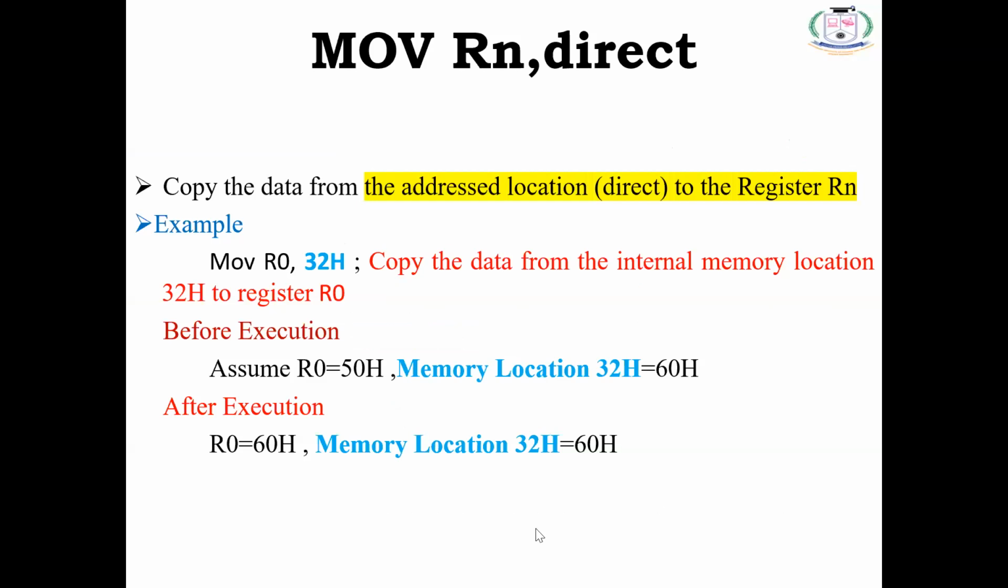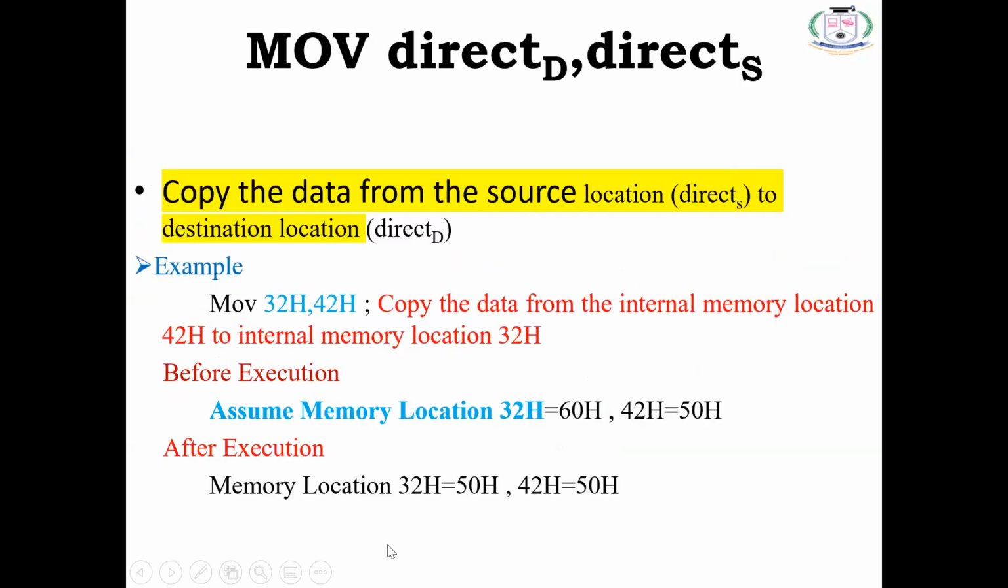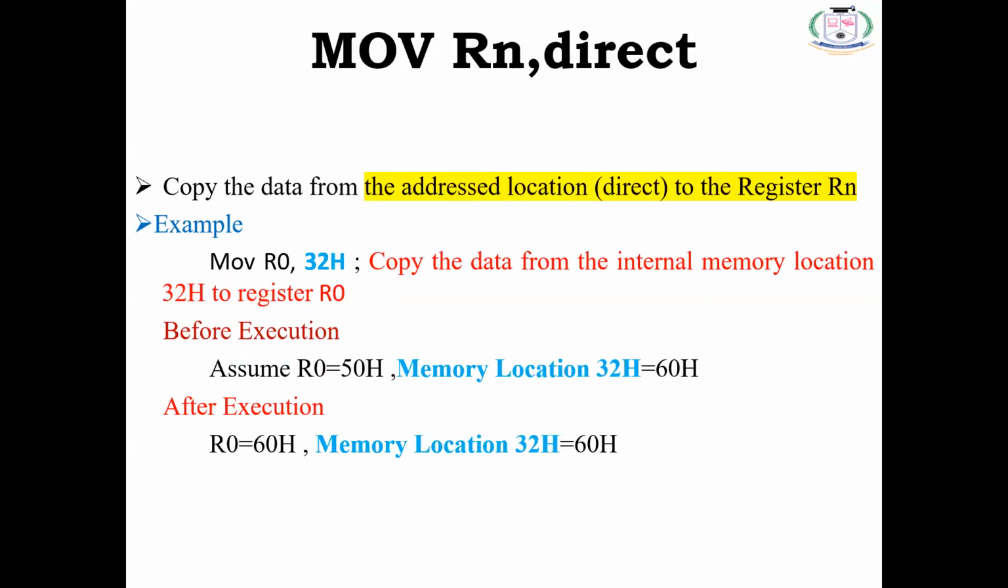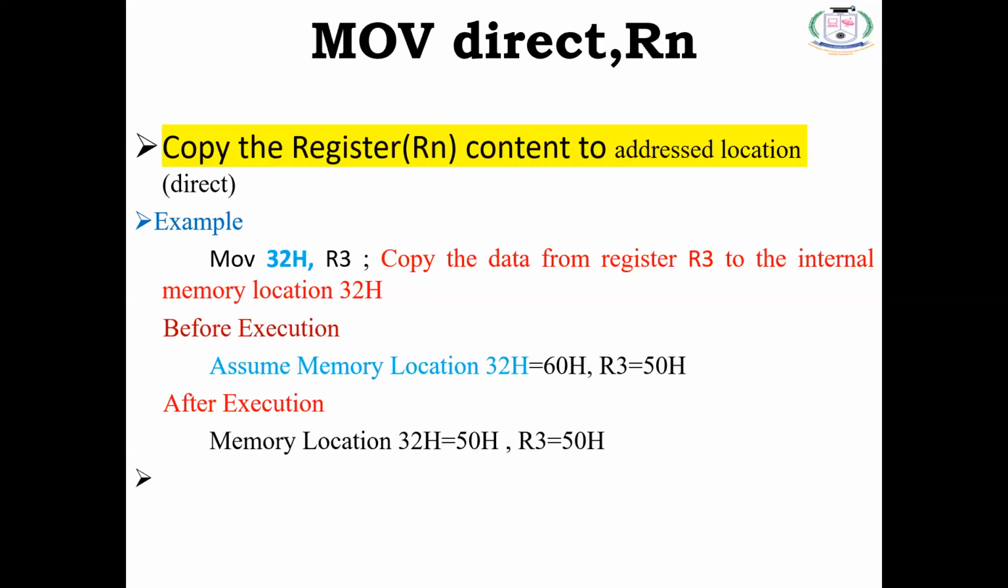Then Balashankar, register number 13. You explain this: MOV direct, Rn. That means copy data from the register to the internal memory location. Very good. Before execution, memory location 32H has the value 60H and R3 has 50H. After execution, the register value is moved into memory location 32H, so 32H has 50H. Very good, wonderful answer. Thank you.